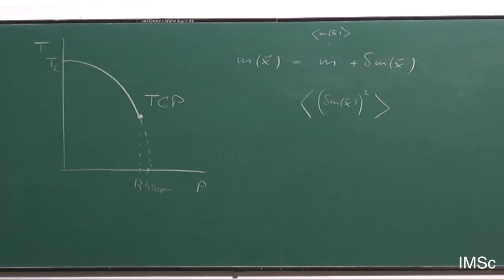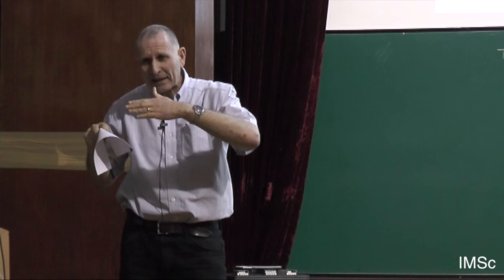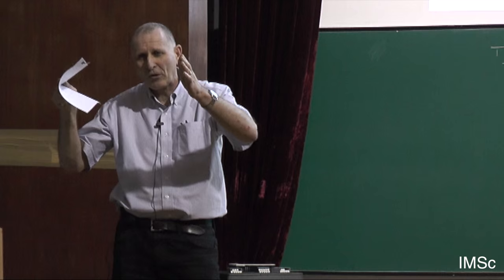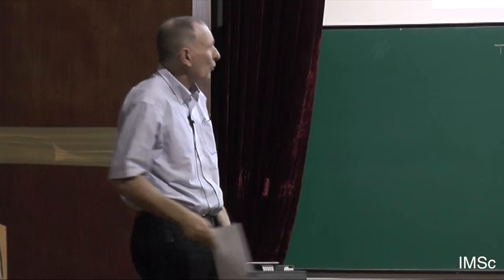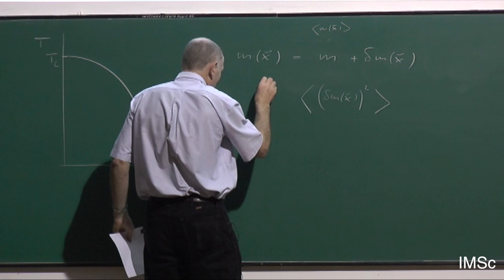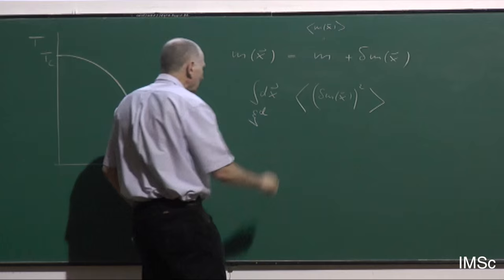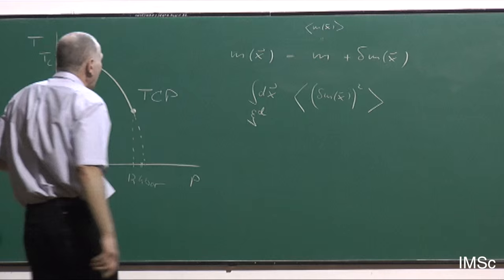So near criticality, the system is coherent over a length scale xi, over a correlation length. And for larger lengths, it loses the coherence. So let's take our fluctuation squared and integrate over a volume xi to the d. So that's a fluctuation volume, and then normalize by dividing by our fluctuation volume.